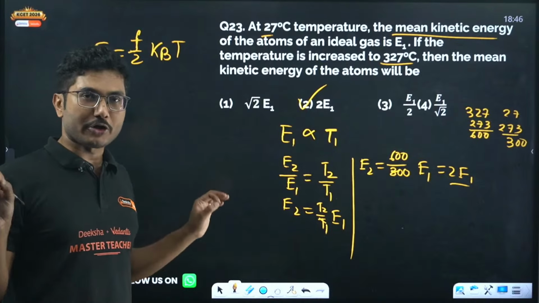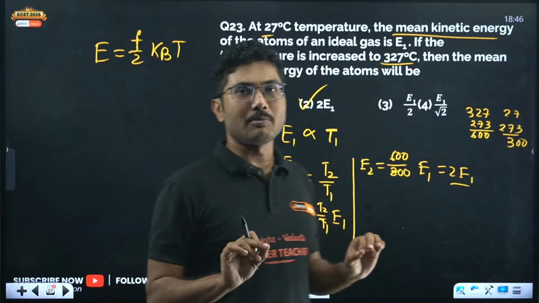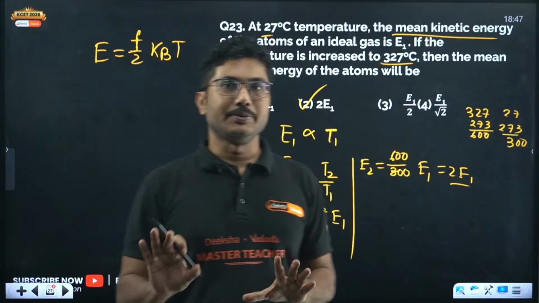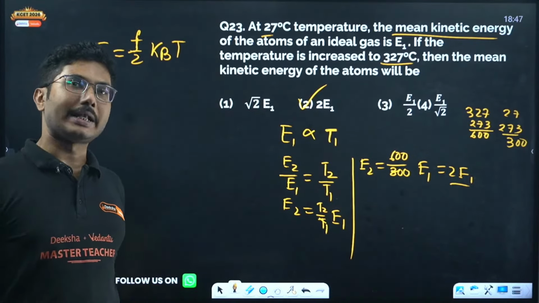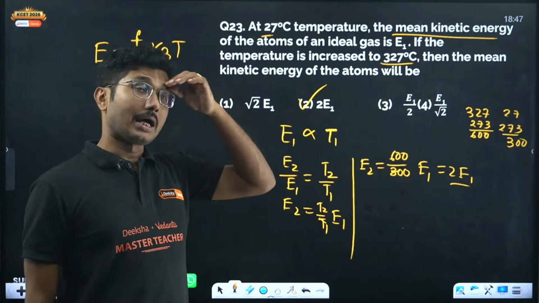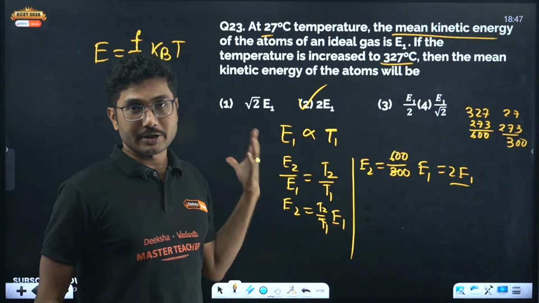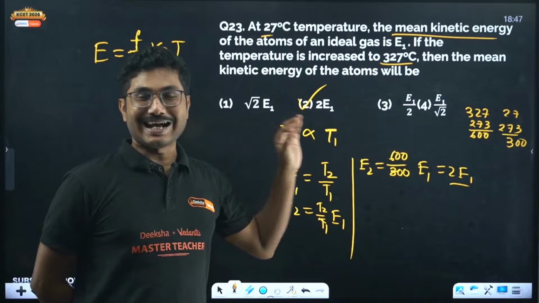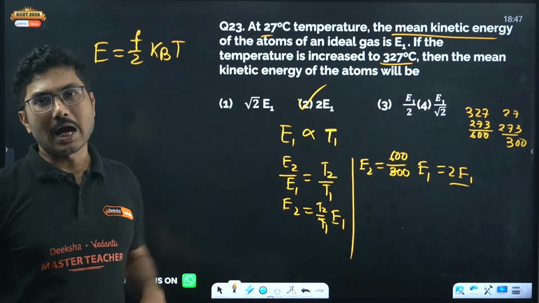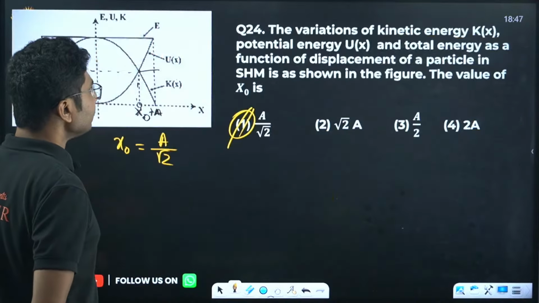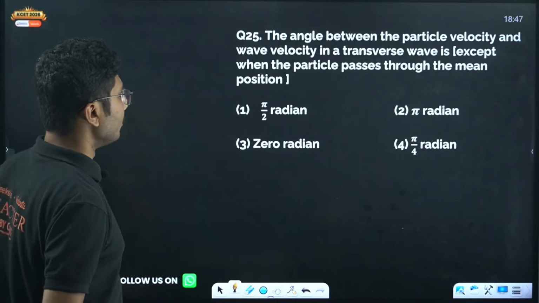There is no potential energy, so the entire energy of the molecule is kinetic energy. Remember that there is no potential energy of an ideal gas, so the entire energy itself is kinetic energy, and according to the equipartition of energy theorem, the mean energy of a molecule per degree of freedom is given by half kBT. It is not root 2.